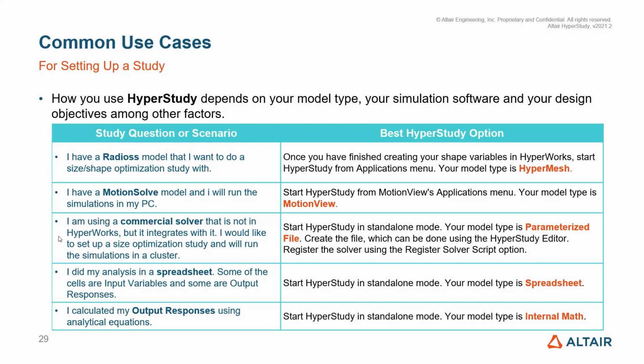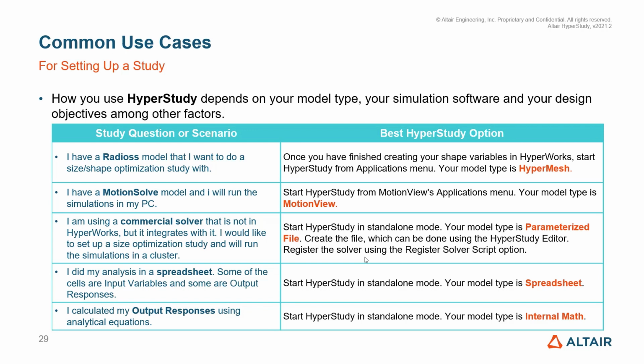Another option here is that you're using a commercial FEA solver, but it's not HyperWorks, but you can pre-process this in HyperMesh and post-process in HyperView. So solvers like ANSYS, Abaqus, LS-DYNA, and you'd like to run this size optimization, for instance, on a cluster. Your model type will be a parameterized file. You will parameterize this in the HyperStudy editor, and you will register the solver script. We'll talk about how to do this as we go through the class.